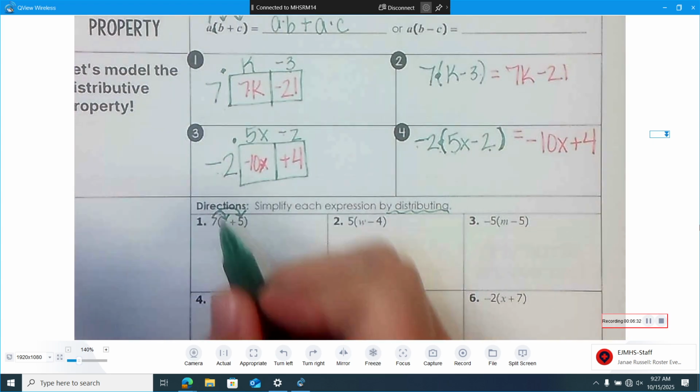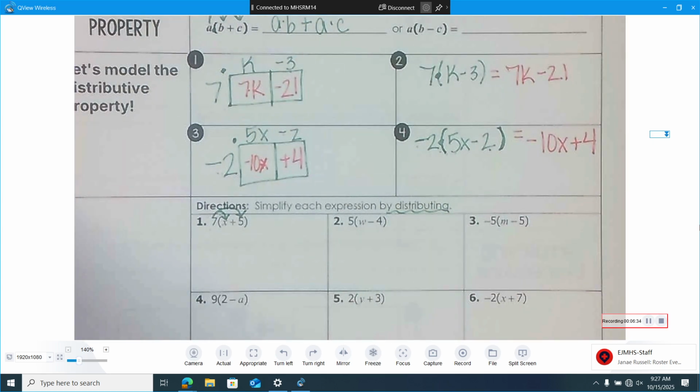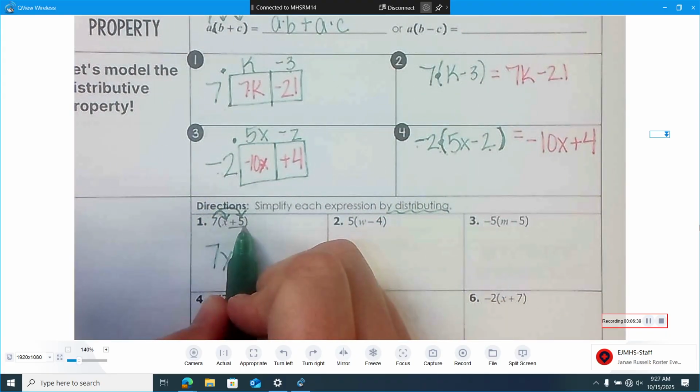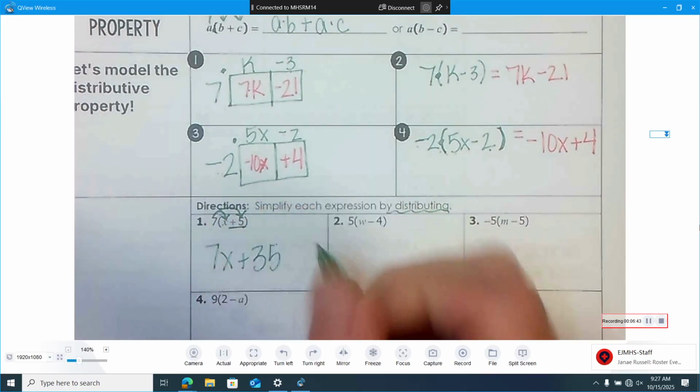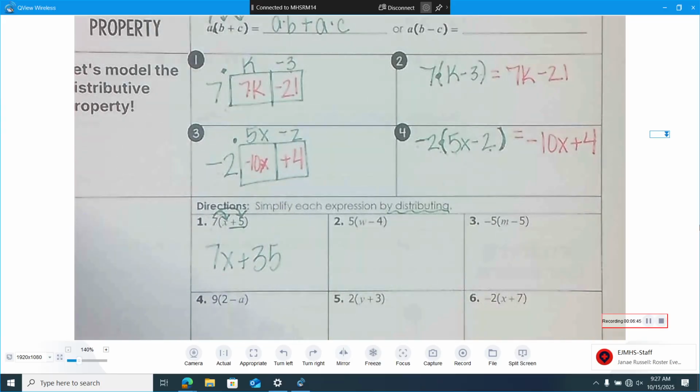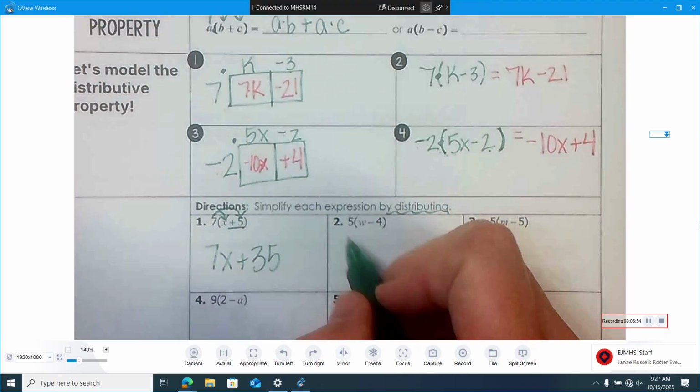And when we do that, we multiply. What is 7 times x? 7x. And what is 7 times positive 5? Positive 35. Will you make sure that you have a sign in between those things? Because that's really, really important. And we're done, ladies and gentlemen. That's all you have to do. Is that easy or hard? It's pretty easy, yeah? Okay. Let's try number 2 here.